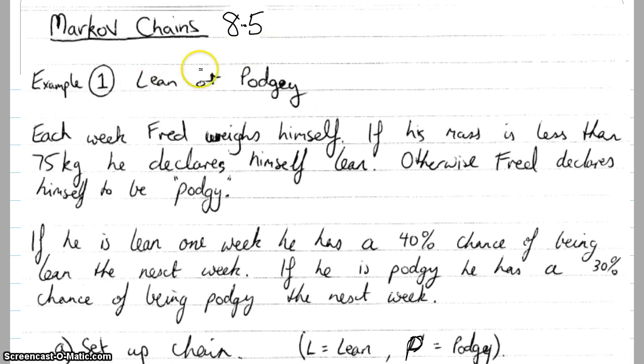We have this first example of lean or podgy. Each week this fictitious character Fred weighs himself, and if his mass is less than 75 kilograms he declares himself lean or thin. Otherwise, Fred declares himself to be podgy. So if he weighs more than 75 kilograms, he's podgy. Now, if he is lean one week, he has a 40% chance of being lean the next week. That's probably because he eats lots of cakes. But if he is podgy one week, then he has a 30% chance of being podgy the next week, probably because he goes out running and does all sorts of exercise. So he doesn't want to be podgy 2 weeks in a row.